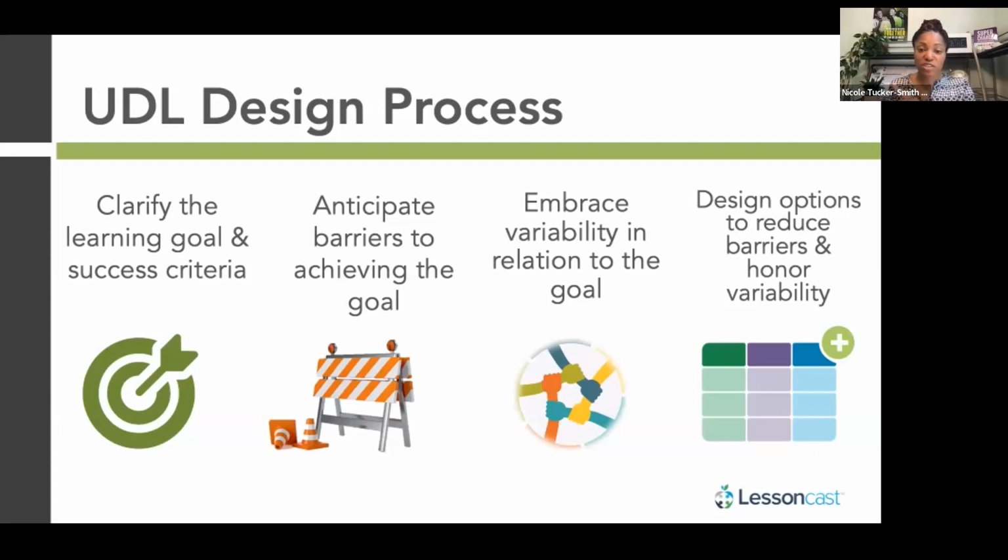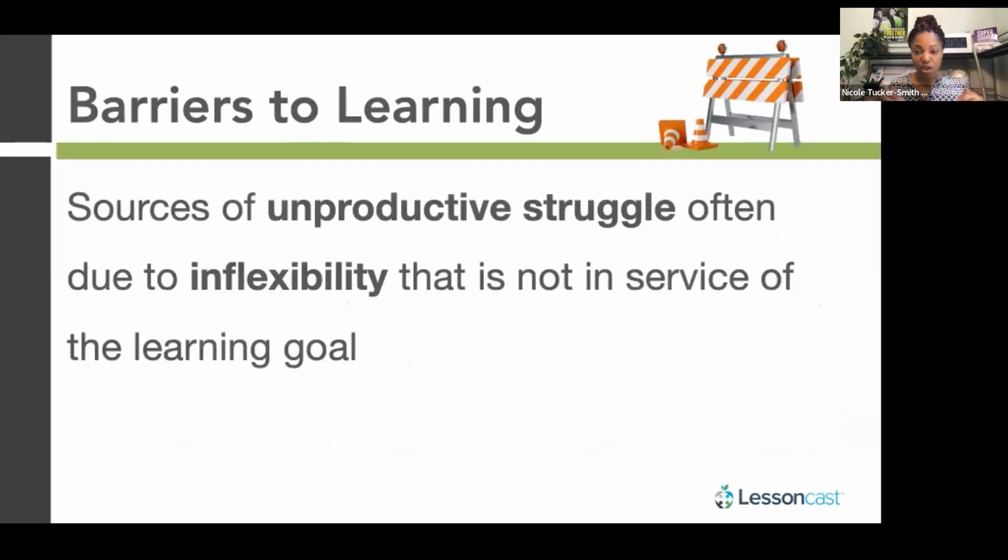Then the second step is to anticipate what barriers there might be that might make it more difficult for students to achieve that goal. So are there some barriers to achieving that specific learning goal? Now, I have to define what barriers mean, because sometimes what I say is barrier is not what other people think is barrier. Here's how we define barriers with a UDL approach. Barriers to learning are sources of unproductive struggle, often due to inflexibility that is not in service of the learning goal.